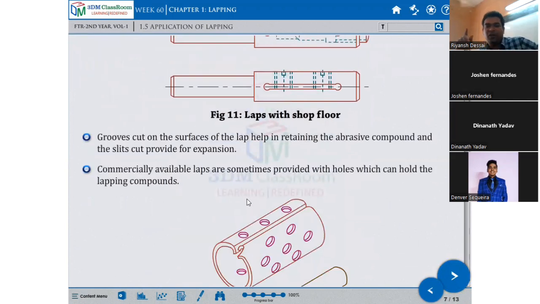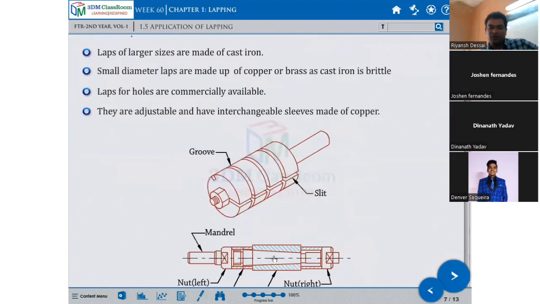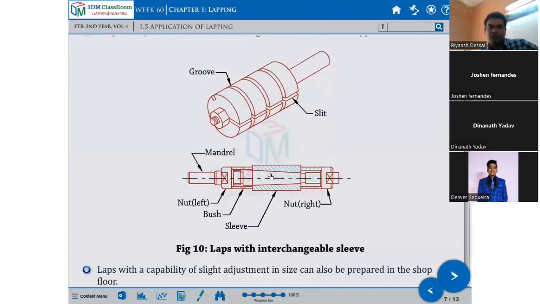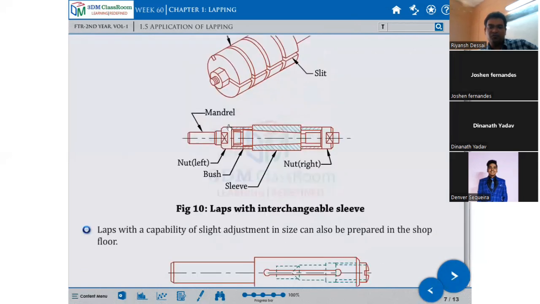Grooves cut on the surface of the lap help in retaining the abrasive compound, and the slit cut is provided for expansion. For example, this is the internal lap, and it laps the internal surface. You can see the slot is provided here. Here you have to charge the abrasive part. So this is for the charging, and then you have to rotate.